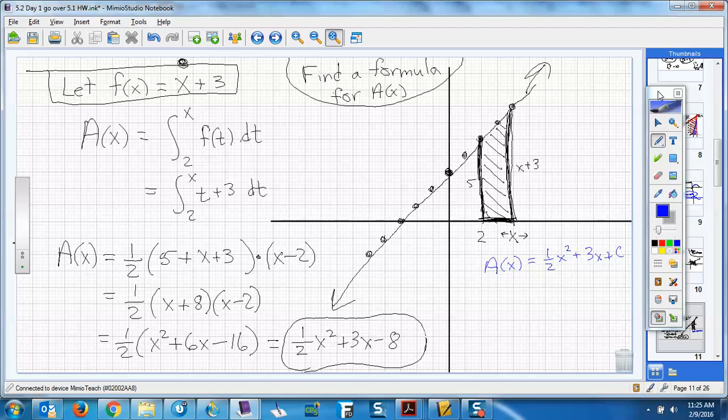Think differential equation. Initial value problem. To find the unknown c, you need what? Some initial condition. Some point on the A graph, right? Is there any area here that we know for sure? I say there is. See this little 2 down here?